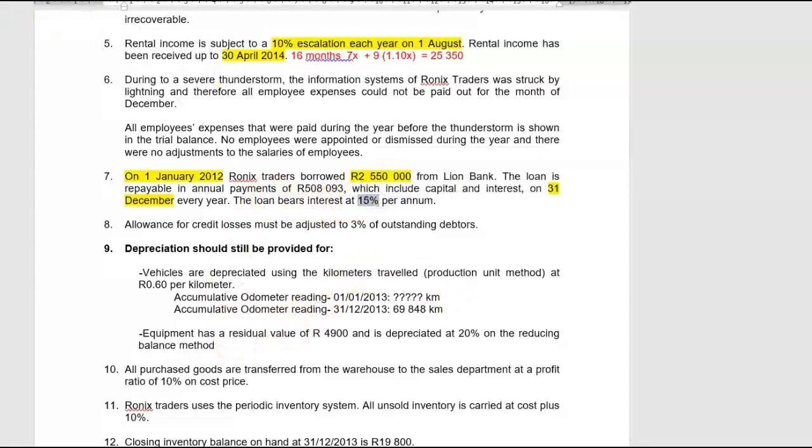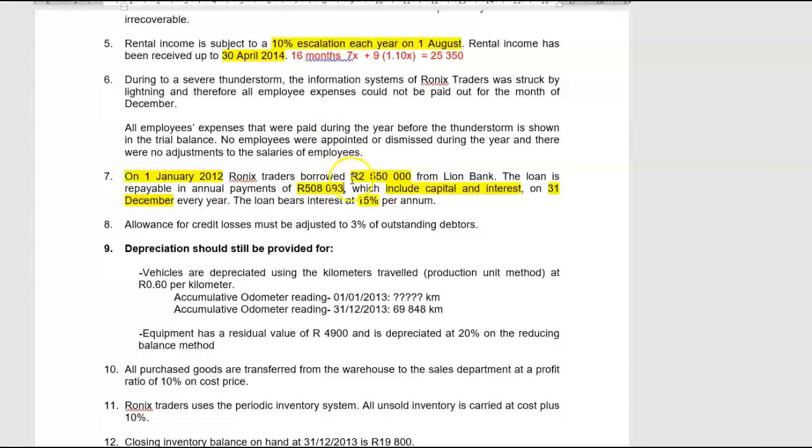The loan bears interest at 15% per annum. So what we have to do, because the repayment includes capital and interest, is split the installment amount of 508,093 into those two components. Because they don't give you the opening balance of your outstanding loan account in the current financial period, you will have to calculate that as well. So you have to start right at the commencement of this agreement and work out all the necessary figures.